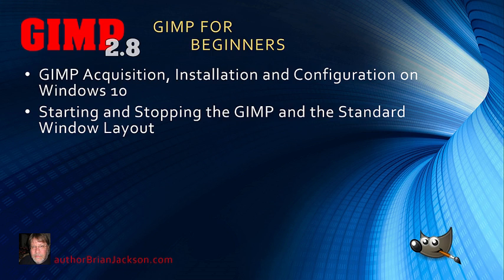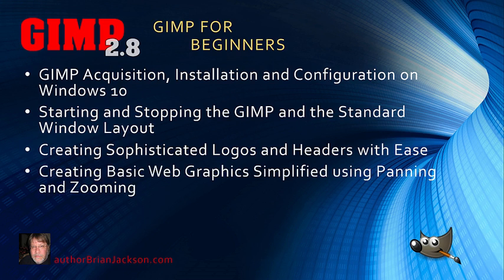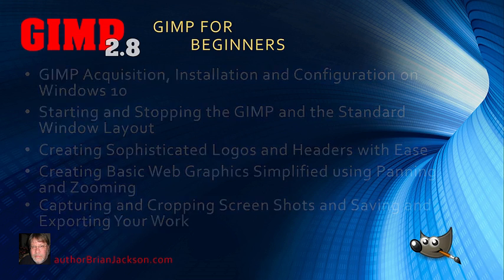Next, we'll look at starting and stopping the GIMP to make sure you don't get stuck in it. We'll also look at the standard Windows layout and how to achieve it, and what each of the windows do in the GIMP. Next, we're going to dig right into the project by looking at creating sophisticated logos and headers with the touch of a button. Next, we'll look at creating web graphics, such as buttons and bullets. We'll conclude with capturing a screen and cropping it to the information we want. And then we'll look at how to save and export your work.